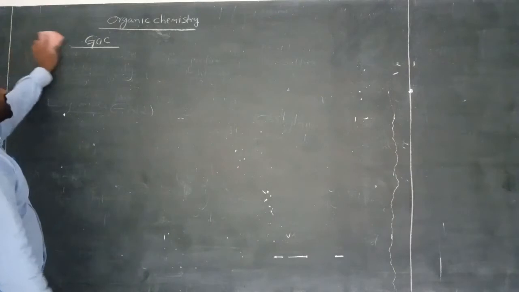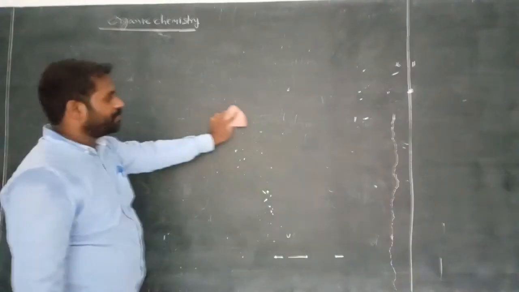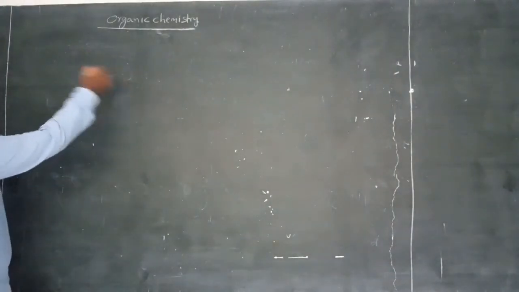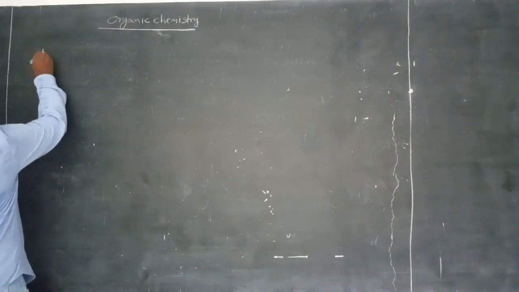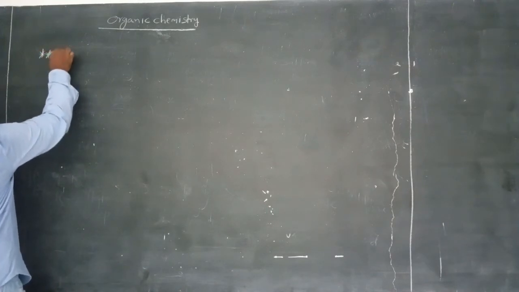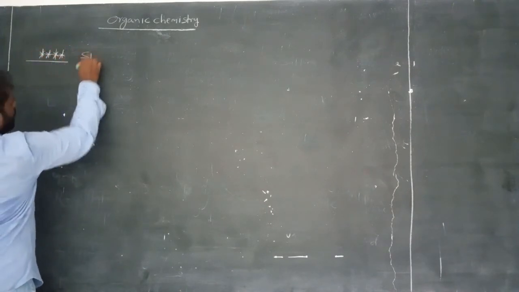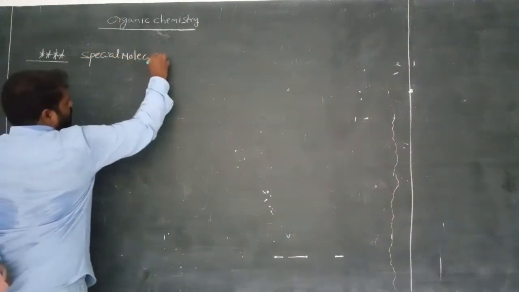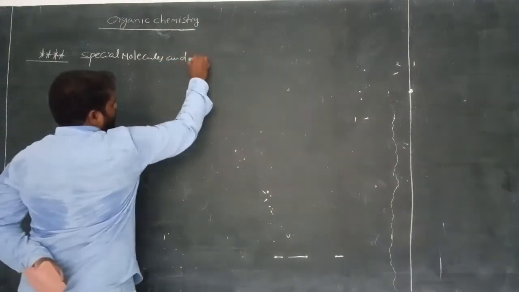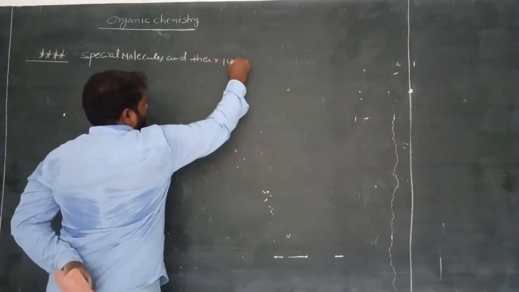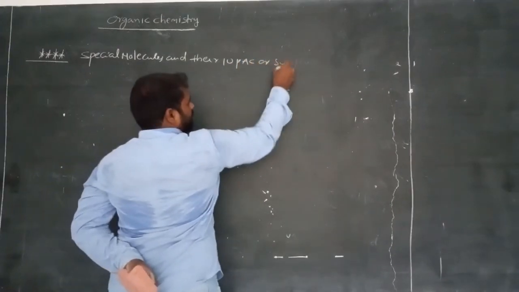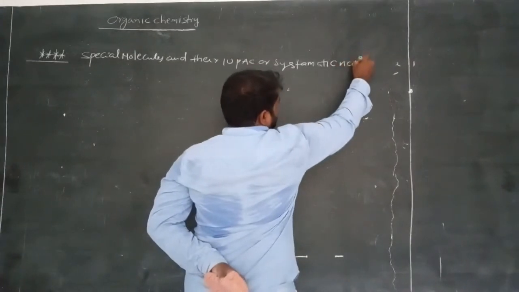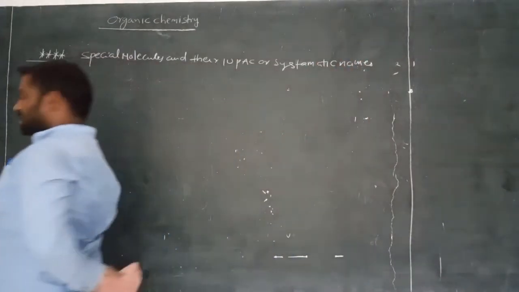Now go for practice of some important bits. Before going to discuss that, write some special molecules and their IUPAC names. What is another name? Systematic names. Clear? Systematic names. Let's see.